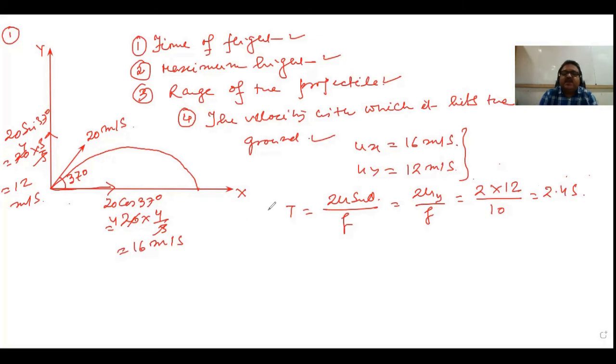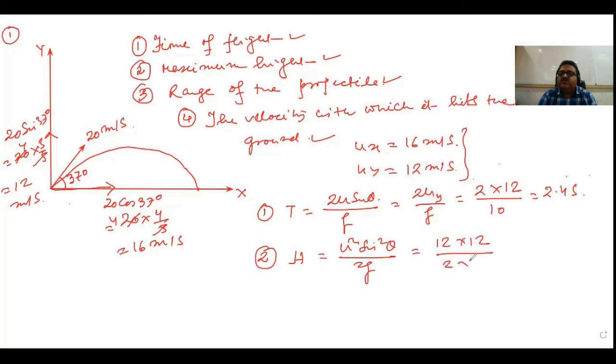Number two. What is the maximum height reached? The formula for the maximum height is u square sine square theta by 2g. U sine theta means what? Uy, that is 12 into 12 by 2 into 10. 6 12s are 72 by 10, 7.2 meter.